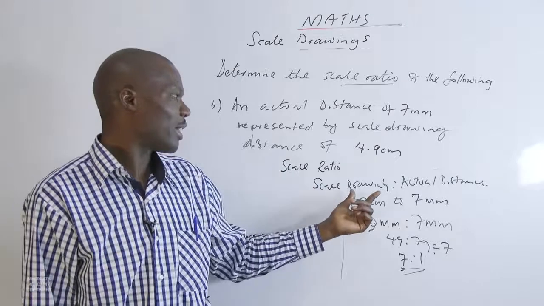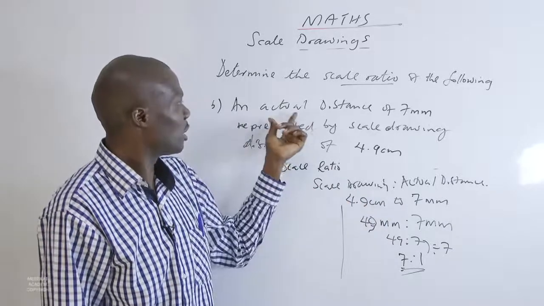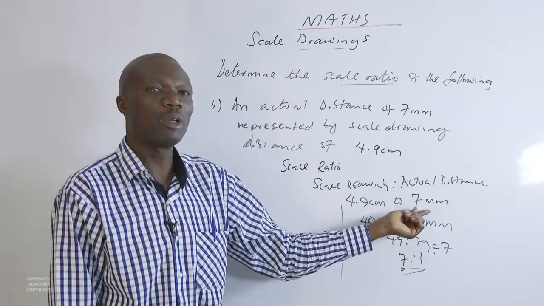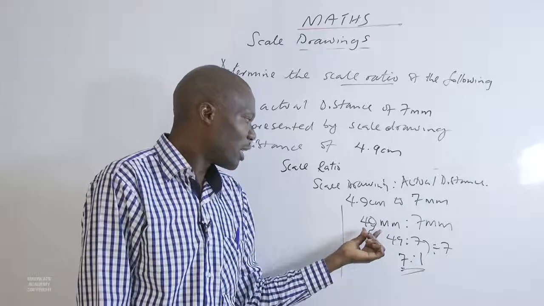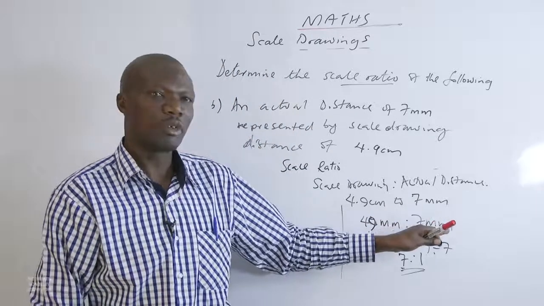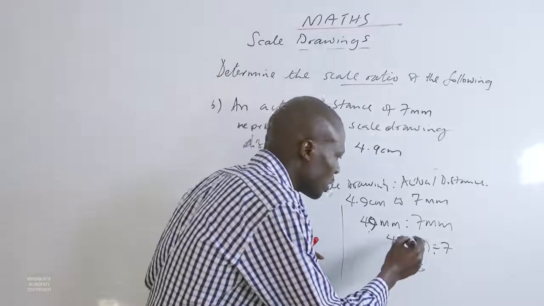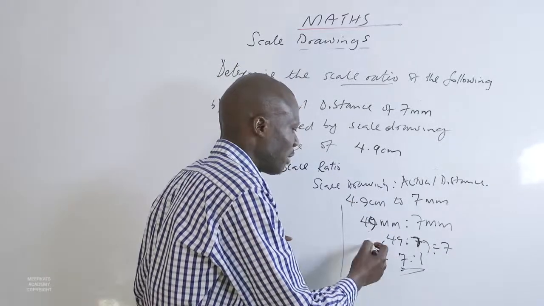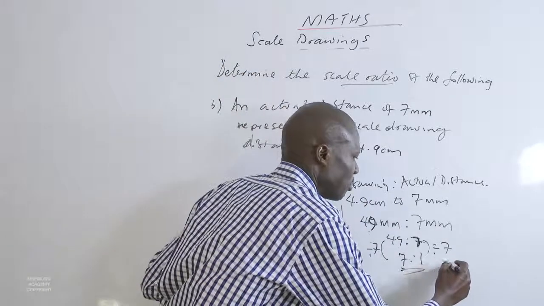Looking at this, scale ratio is given by scale drawing distance to actual distance. And our scale ratio here has been given as 4.9 centimeters. Take note of the units very clearly. To 7 millimeters, which is our actual distance. Now, when we make them the same units, it is 49 millimeters to 7 millimeters. Simply multiply this 4.9 centimeters by 10. So the scale becomes 49 to 7, and that can be simplified further by dividing both sides by 7. 49 by 7 is 7, and 7 by 7 is 1. So our scale is simply 7 to 1.